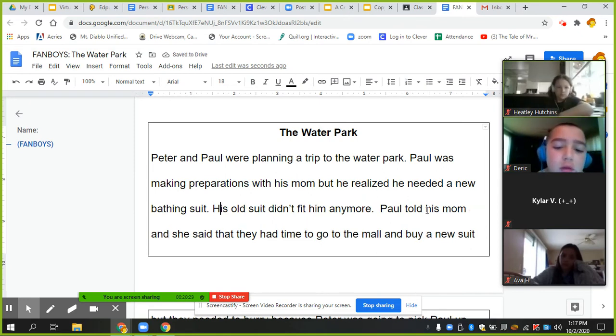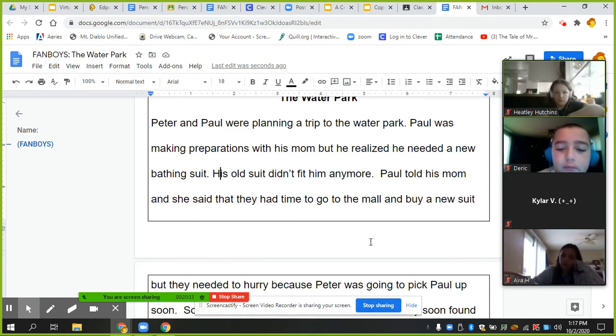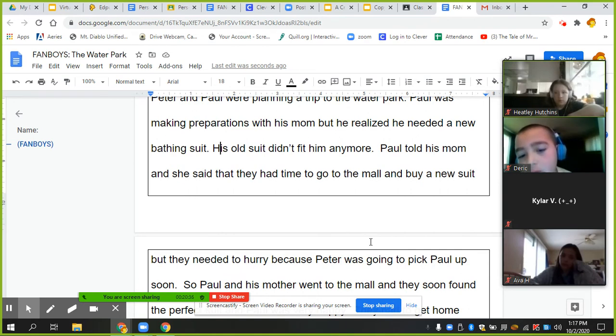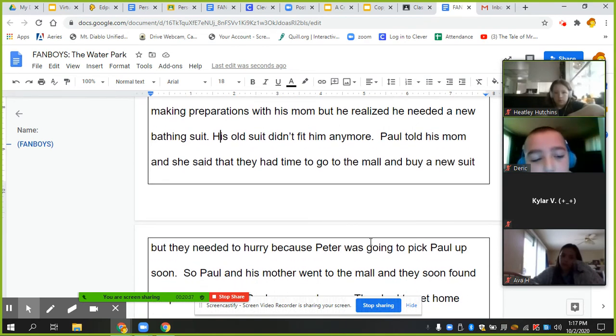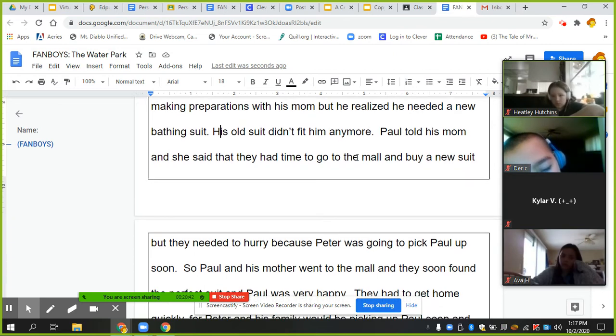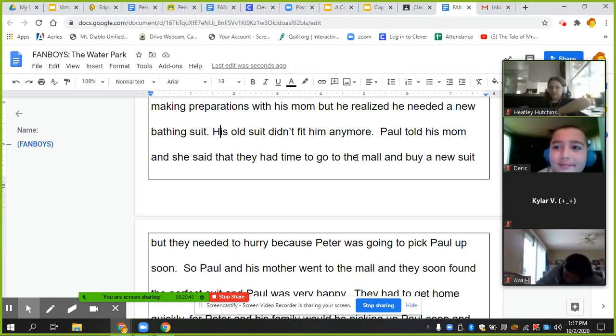Paul told his mom, and she said that they had time to go to the mall and buy a new suit, but they needed to hurry because Peter was going to pick up Paul soon. Again, I had to slow down and take a breath because I almost died reading that sentence. Sentences should never kill anyone. They shouldn't. So don't write deadly sentences. Derek, I see you. Don't write deadly sentences, Derek.